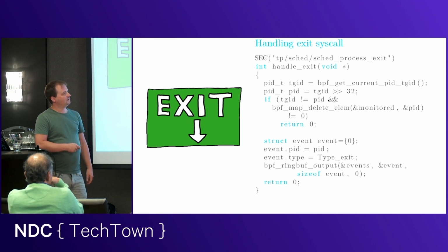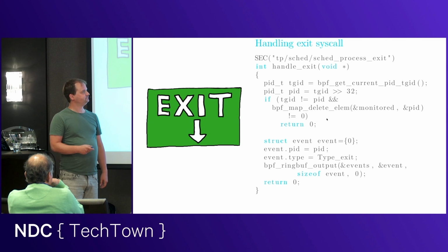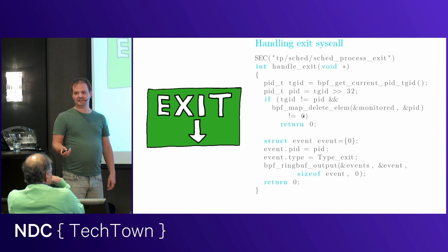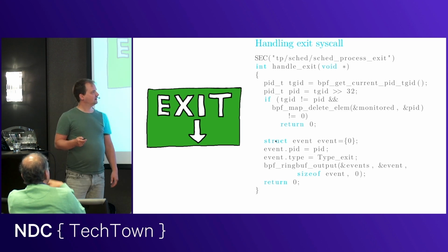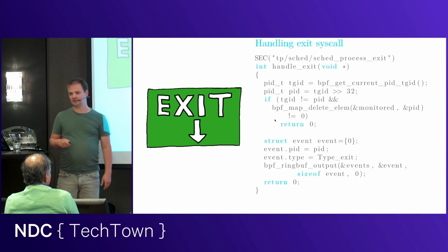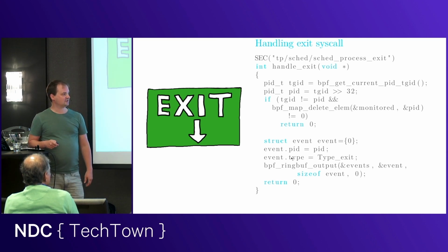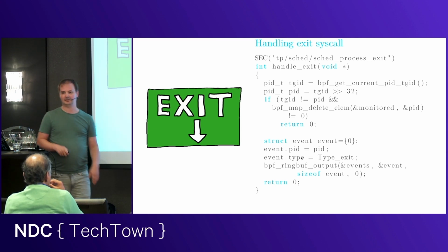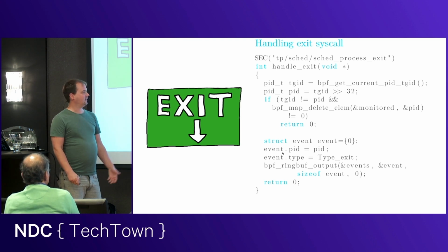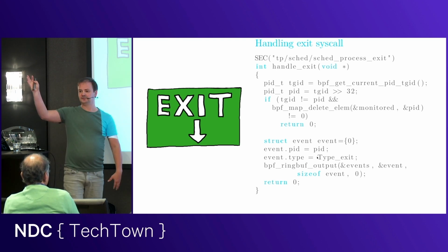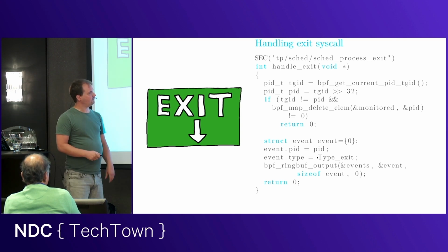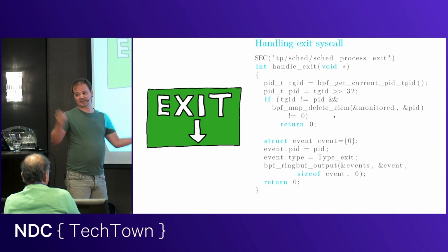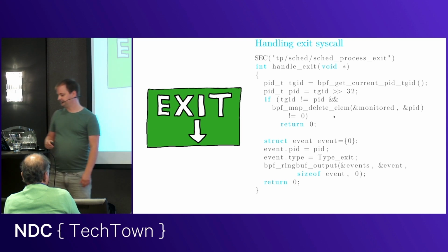And the only thing I do, I try to delete the element itself. If I successfully delete it, then I knew it was there, and this is a monitored process. So if I deleted it, I populate the event struct again. This time I add a type just to make it easier for userspace to distinguish between exec and exit. And I tell userspace that this happened, and now userspace can do its work. And of course, if it's not monitored, I just exit because I don't care about this process.